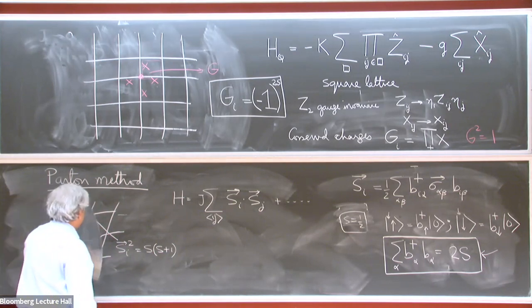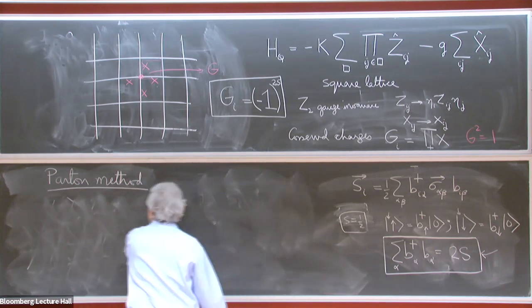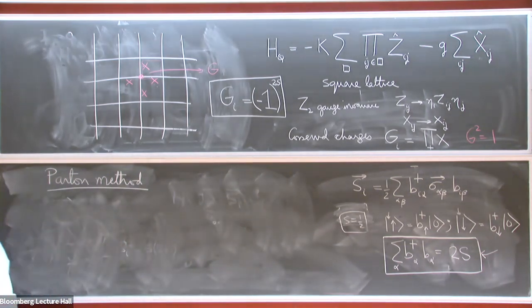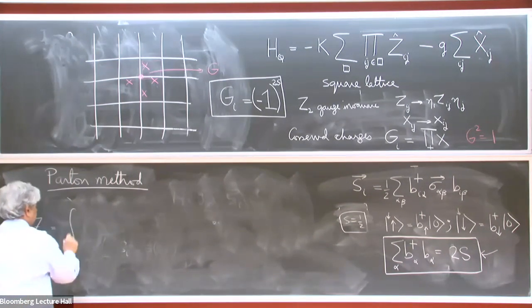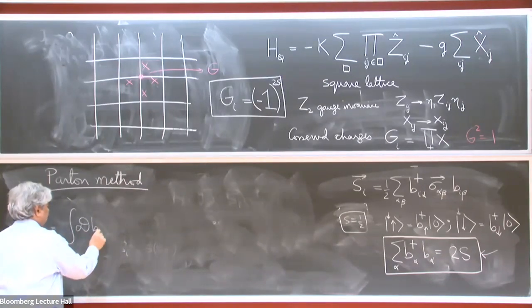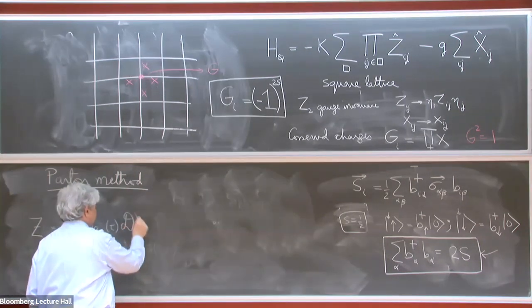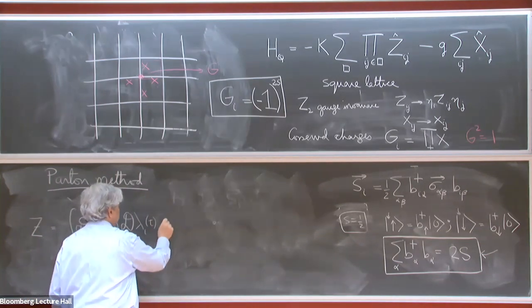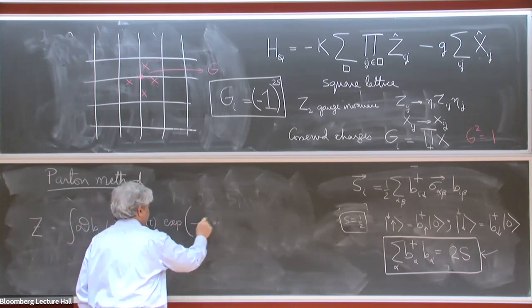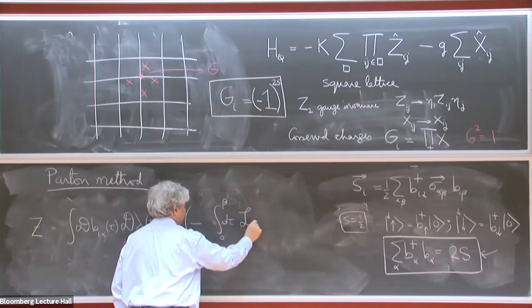So let's just go ahead and write the partition function as a path integral of these bosons. So the partition function now will be Z, the integral of a boson on each site with a time tau. And then there'll also be a Lagrange multiplier to impose the constraint. I'll call that lambda_i(tau), e to the minus integral from 0 to beta d tau of some Lagrangian.